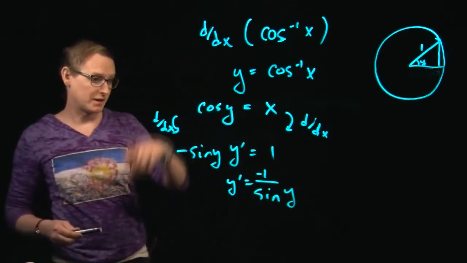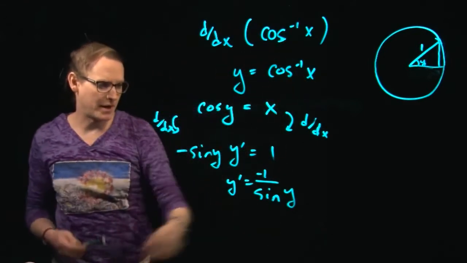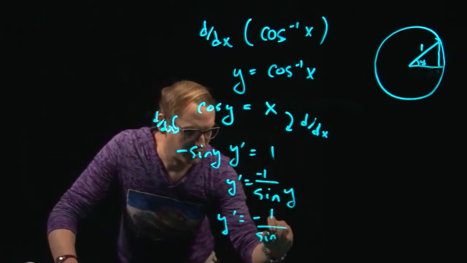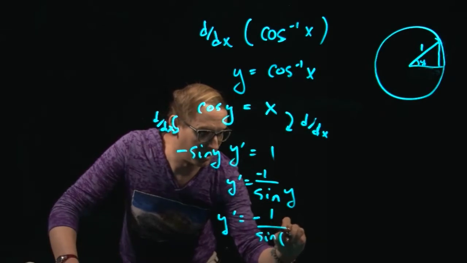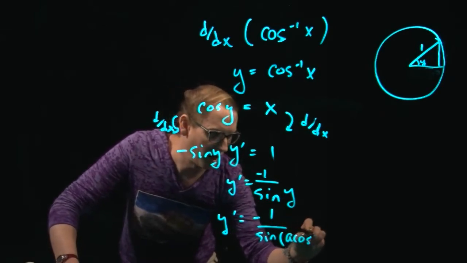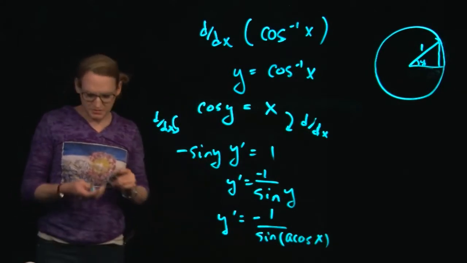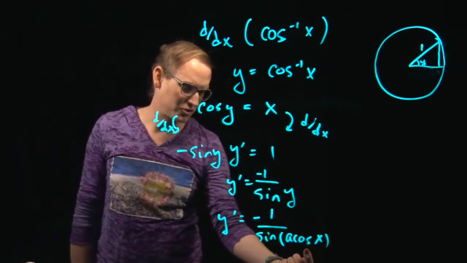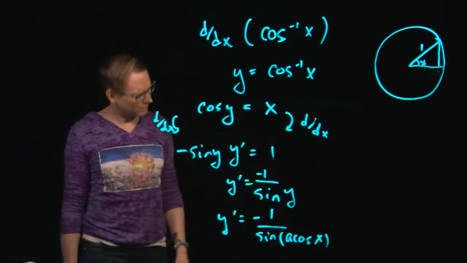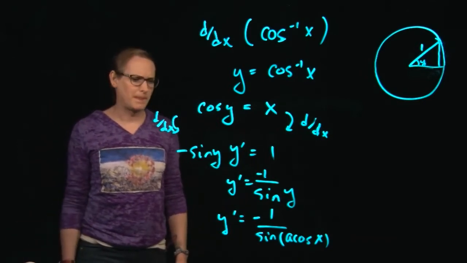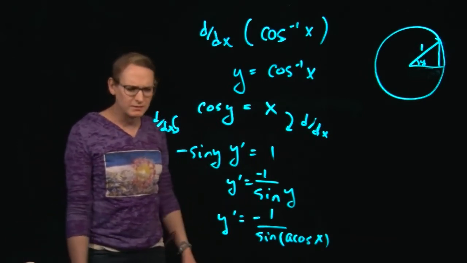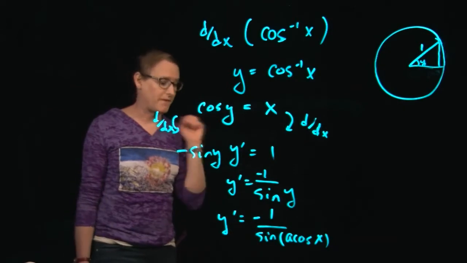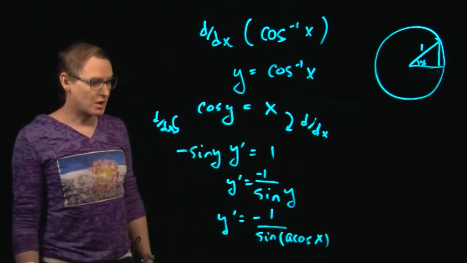And then finally, I can substitute my identity for y back into this expression to get y prime is equal to minus 1 over sine of the arc cosine of x, which is a modestly dissatisfying expression because I'm going to undo a cosine function and then I'm going to do a sine to that. In particular, it's easy to forget about the domain of this function, namely that x is supposed to live between minus 1 and 1, because it's supposed to be a valid output value from the arc cosine function.